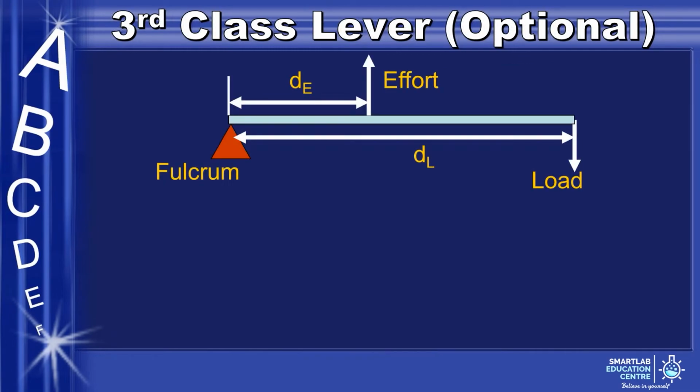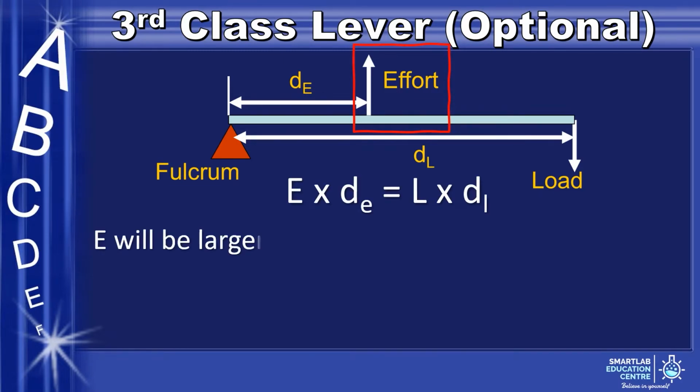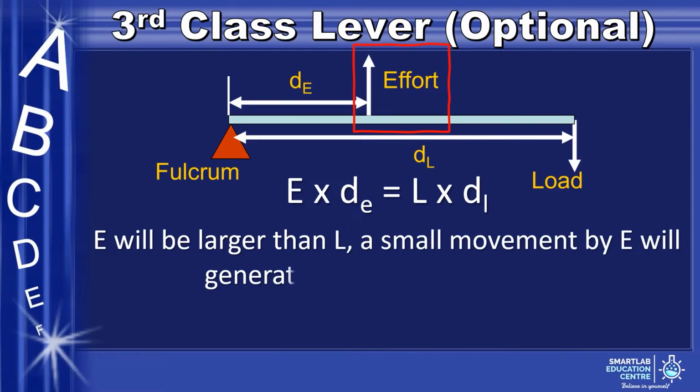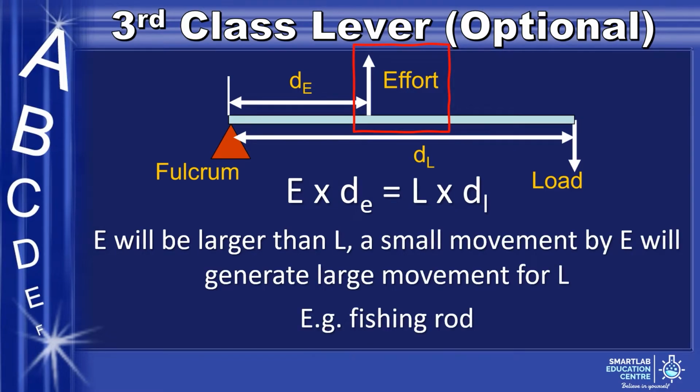Lastly, we have third-class levers. Third-class levers have the effort in the middle between the fulcrum and the load. When the effort is larger than the load, a small movement by the effort will generate larger movement to carry the load.